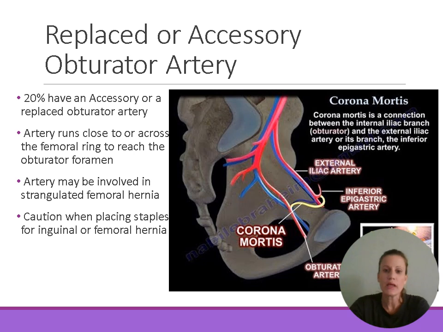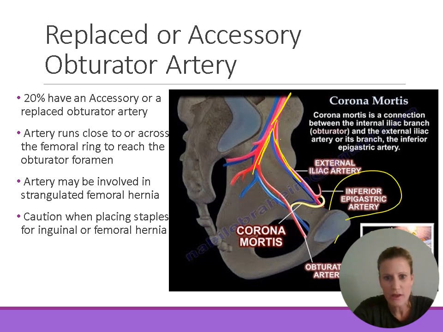So typically what happens is if you look at this picture on the top, first off, the very top, you can see the common iliac artery splitting into the external iliac and the internal iliac. You can also see one of the branches off of the external iliac, which is the inferior epigastric artery. That's that little tiny branch curling up.